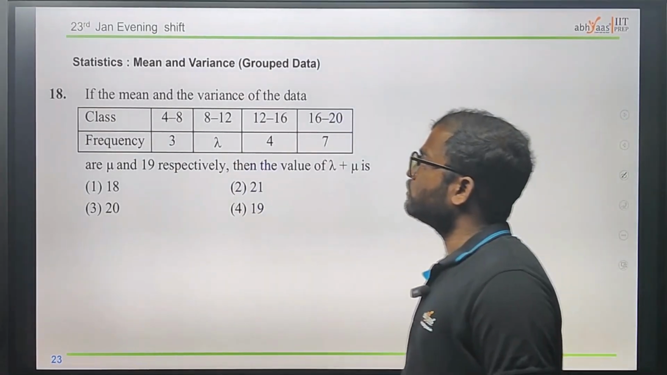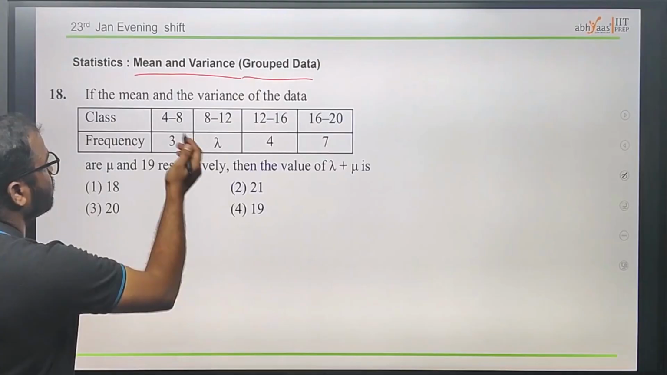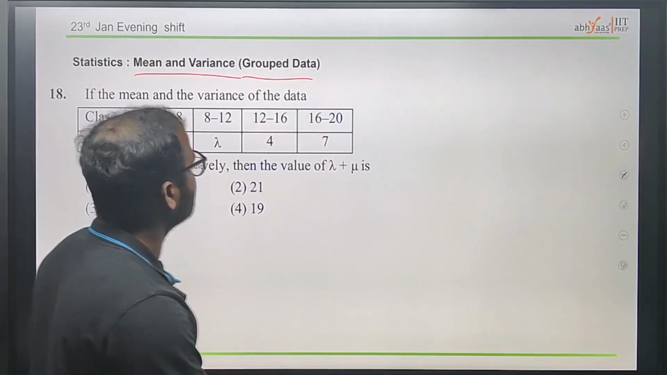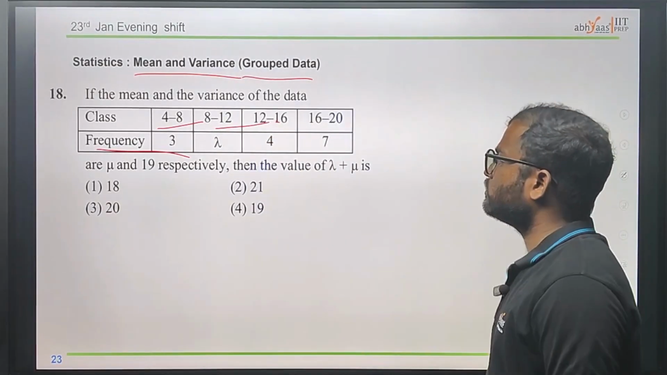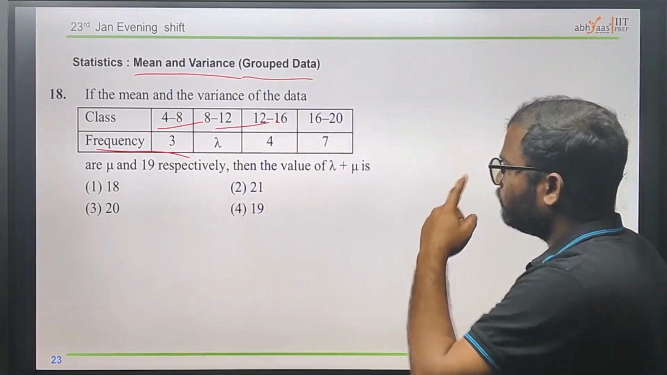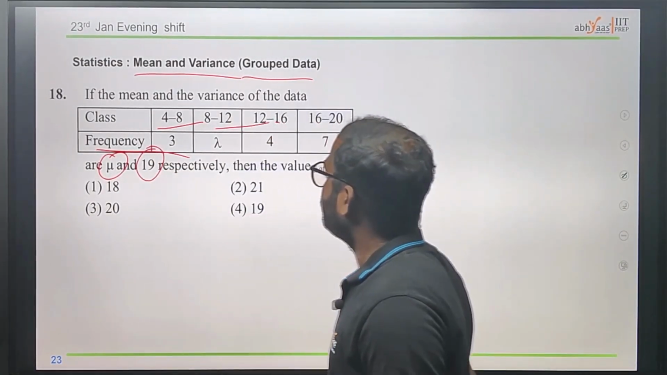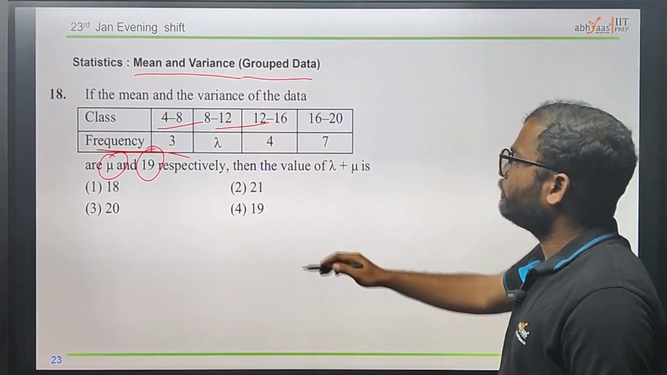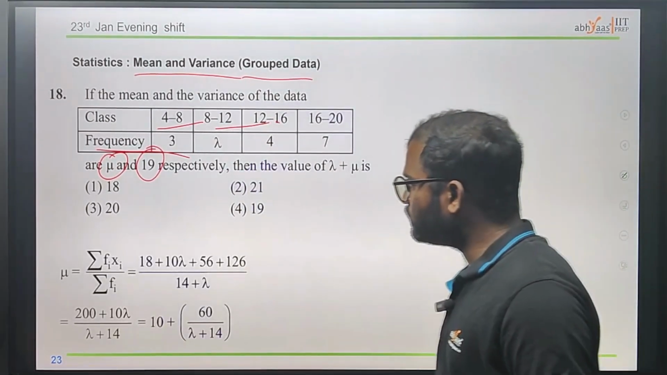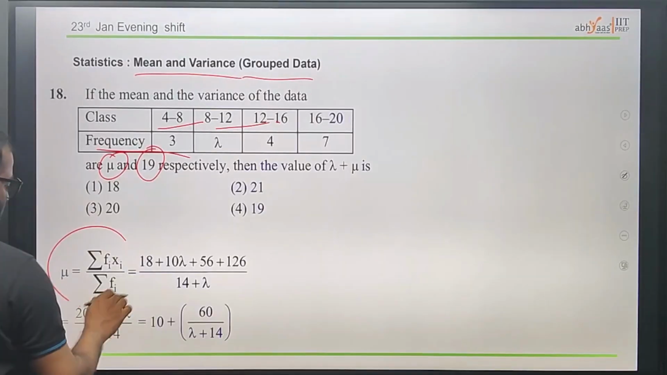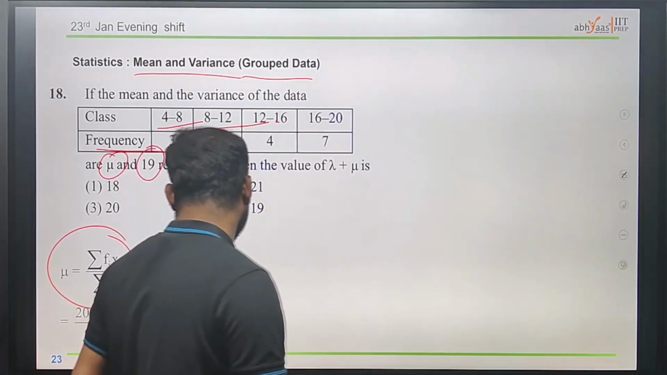Now next, on the basis of mean and variance for grouped data. They have given continuous frequency data, which means we have class intervals here, so we call it grouped data. We need to find the mean, mu, and the variance is given as 19. If we find the mean of this data, we can easily find lambda plus mu. The mean in continuous frequency data is sigma of fi xi divided by sigma fi.